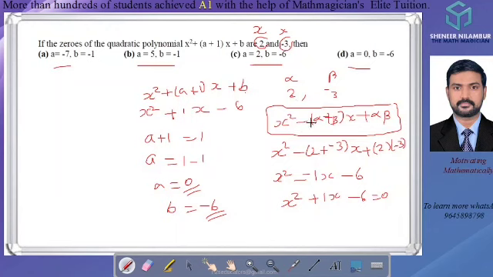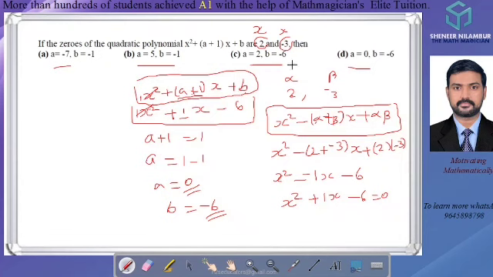Which equation? If zeros are alpha and beta, then you can make the quadratic polynomial x square minus (alpha plus beta) into x plus alpha beta. So this idea is helpful to compare with the given polynomial. This is the given polynomial and we found the actual polynomial by comparing this. This is x square, this is also x square. Here 1 is the coefficient, here 1 is the coefficient. Here a plus 1, here 1. So a plus 1 is equal to 1 means a is equal to 0. Here b is equal to minus 6. So we got a and b. A is 0, b is minus 6. So option D is the right answer.